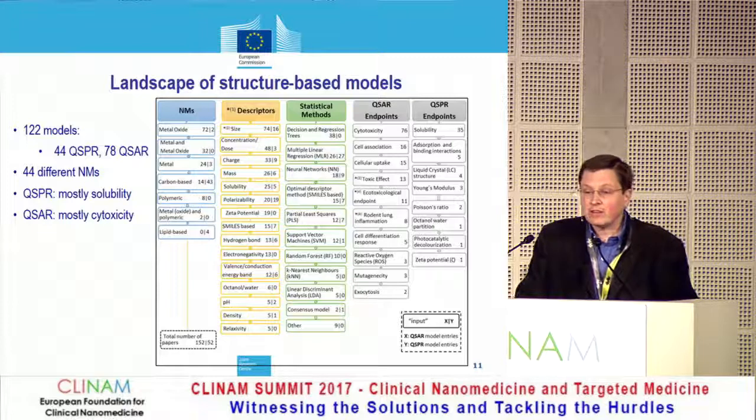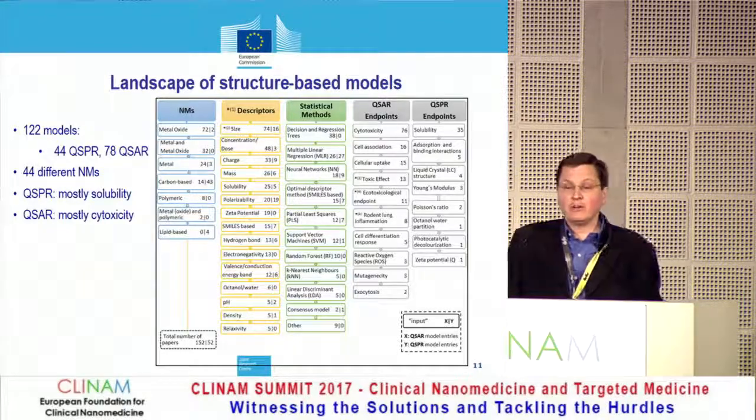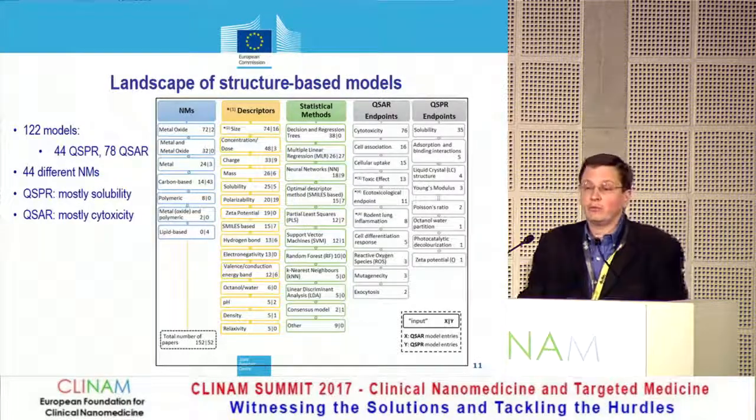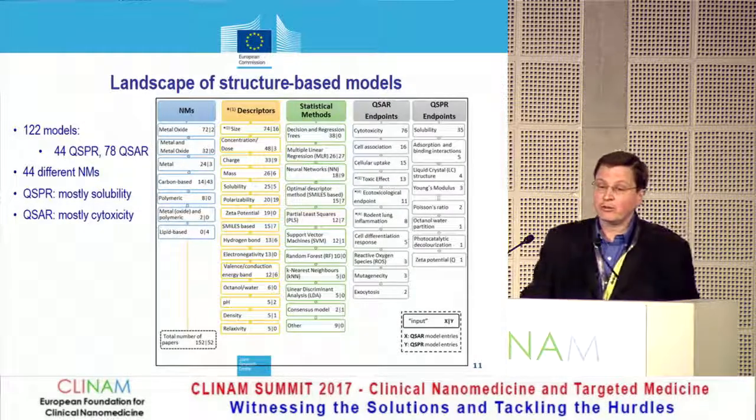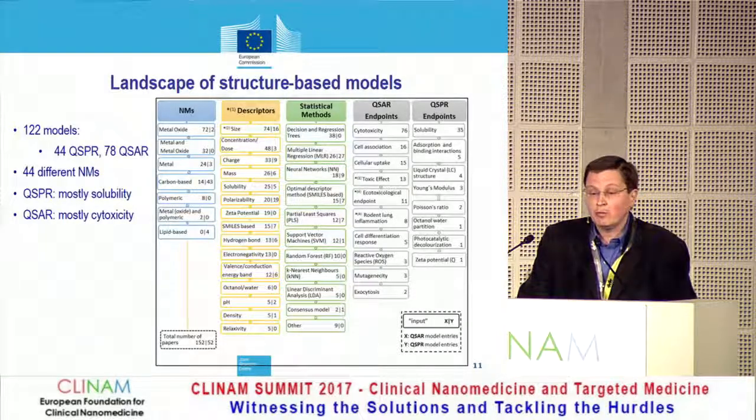So we're looking at the landscape of different models from a systematic review of the scientific literature. And we wanted to do this so that we can identify the kinds of nanomaterials that are being modeled, the kinds of descriptors that are being used, the statistical methods, and the endpoints that are being predicted. So you can see that this review of the scientific literature identified just over 120 models, structure-based models, most of which are QSAR models, but there are also some QSPR models.